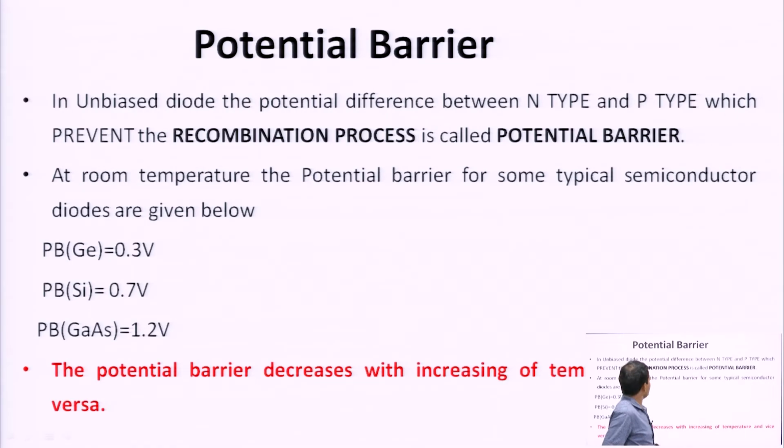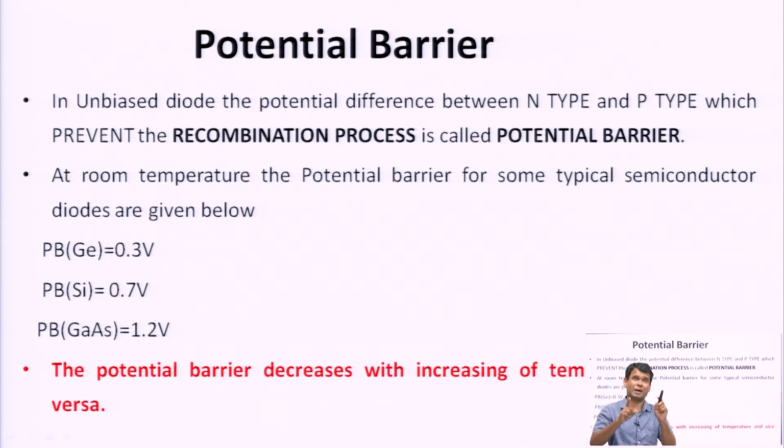Now I will discuss the potential barrier. In unbiased diode, the potential difference between N-type and P-type semiconductor which prevents the recombination process is called potential barrier. At room temperature, potential barrier of some typical semiconductors are germanium 0.3 volt, silicon 0.7 volt and gallium arsenide 1.2 volt. These are the potential barriers at room temperature.